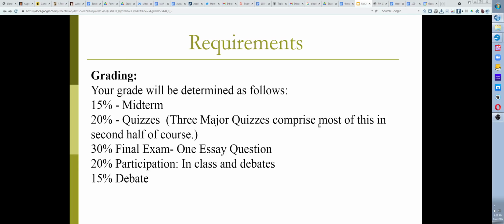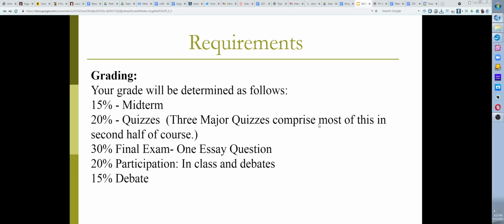So this is a summary of the requirements for the course, and I'll go over each one of these in much more detail in just a second. But there are two exams, a midterm exam and a final exam. And there are review sheets for both the midterm and the final. You'll have most of the questions in advance, and we'll talk in just a second about where those questions come from.